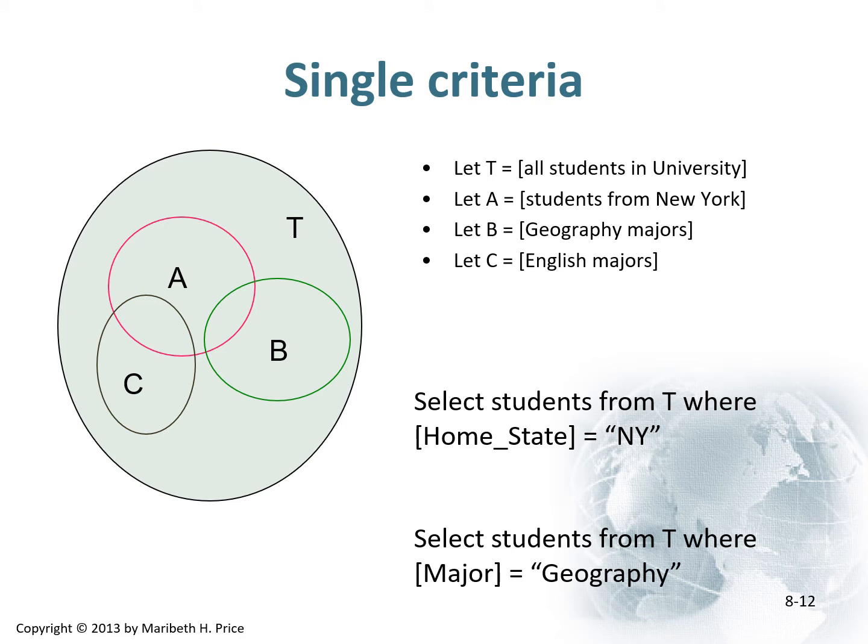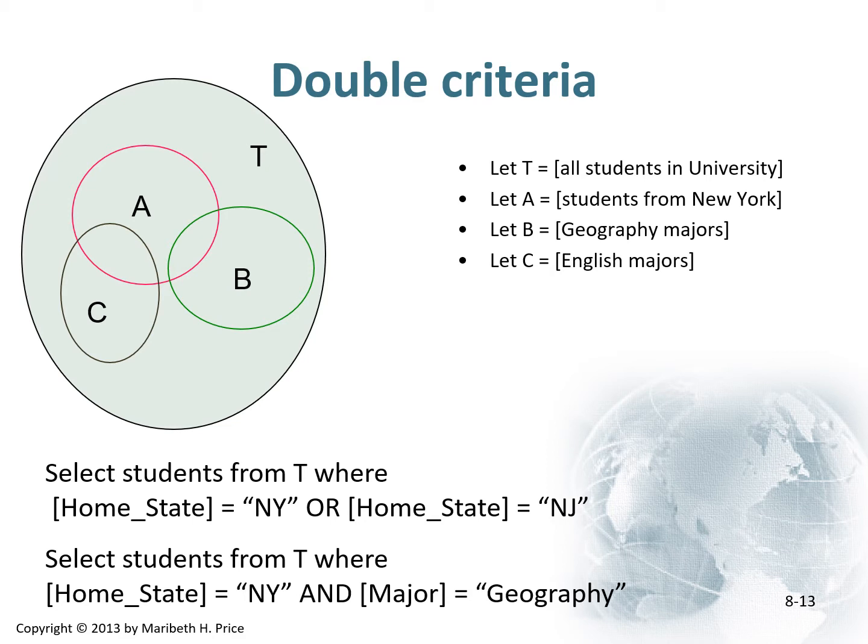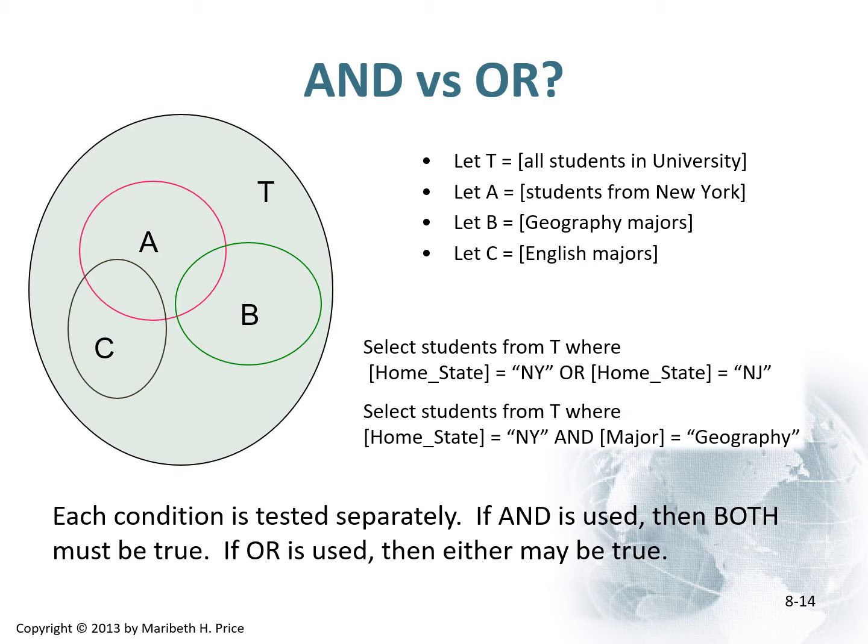Single criteria are really simple, but to find out more complicated things, it's a little more tricky. I already did the example of double criteria, New York and geography, and you can see that there's only that area of overlap, and that would be those students. And versus or: if each condition is tested separately, if the and function is used, then both must be true. If the or function is used, one or the other must be true.